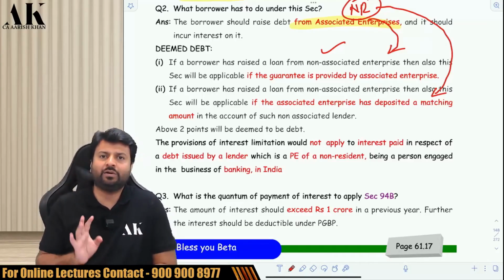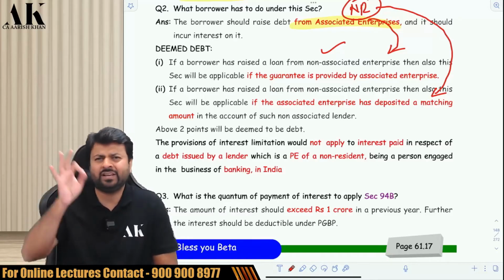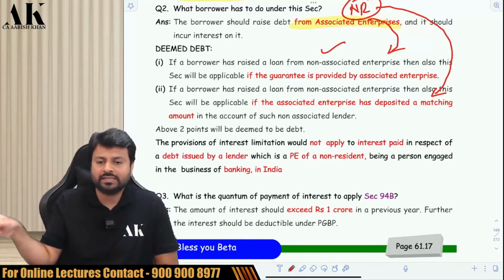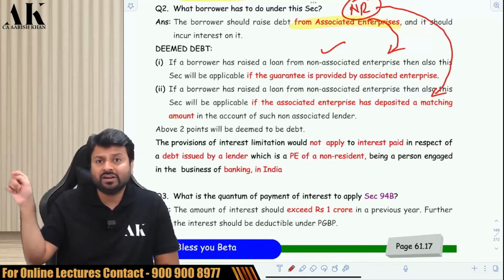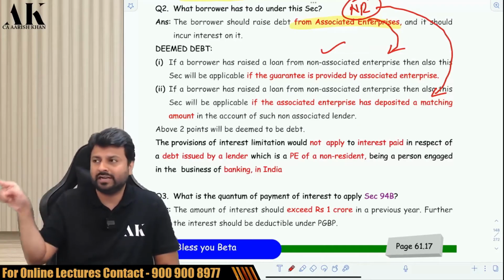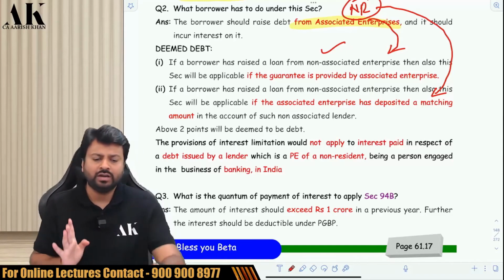Your interest will be disallowed in that case to some extent. First, the lender is a non-resident associate enterprise, directly or indirectly. Second, the lender is a third party but the non-resident is giving a guarantee. Third, the lender is a third party and the non-resident is giving a matching amount. Say the non-resident is depositing 5 crore and that lender is giving you 5 crore rupees. In that case also 94B is applicable.